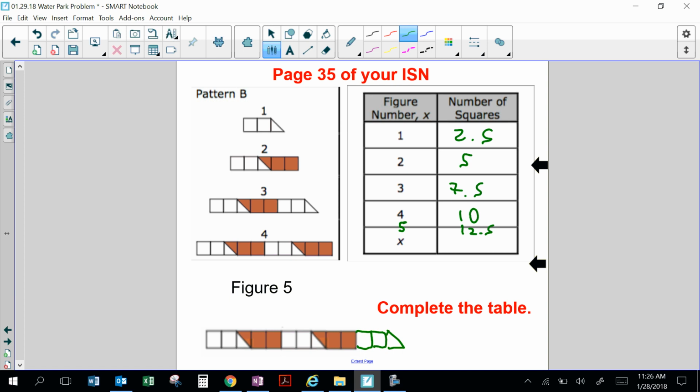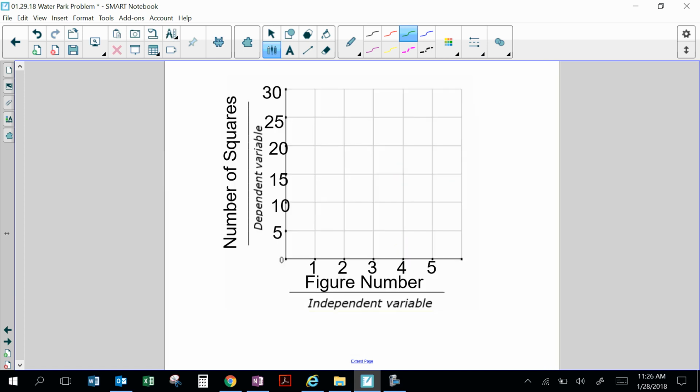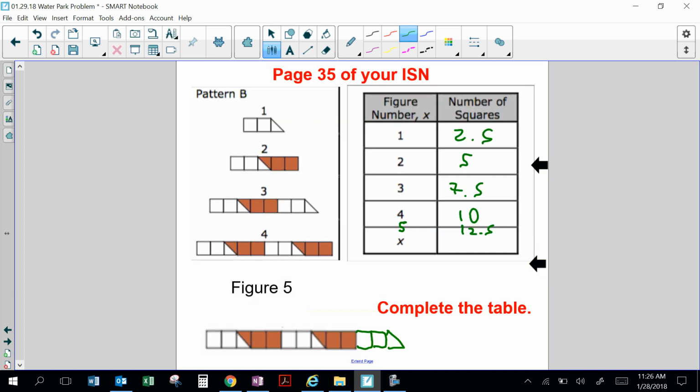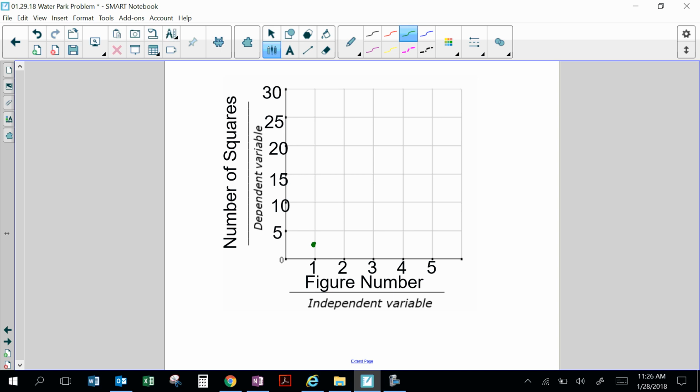So we completed a table. Now let's graph it. In figure number 1, it required 2.5 squares. Figure number 2 required 5 squares. Figure number 3 is 7.5. Figure number 4 is 10. And figure number 5 is 12.5.